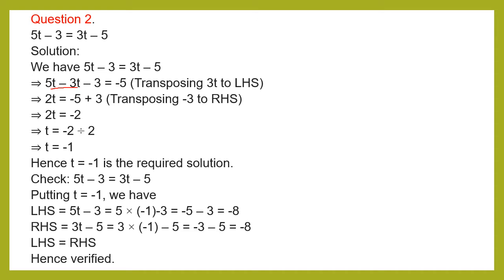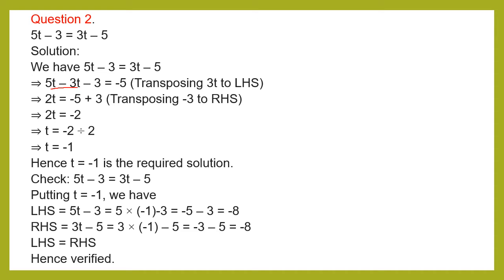5t plus 3t comes to this side means it becomes minus 3t. Write the minus 3 as it is, equal to minus 5. In 5t, 3t goes, so we get 2t. The greater term has a positive sign, so plus 2t equals minus 5. If we transfer this minus 3 to our right hand side, it becomes plus 3. So minus 5 plus 3. Opposite signs are there, so we need to subtract.